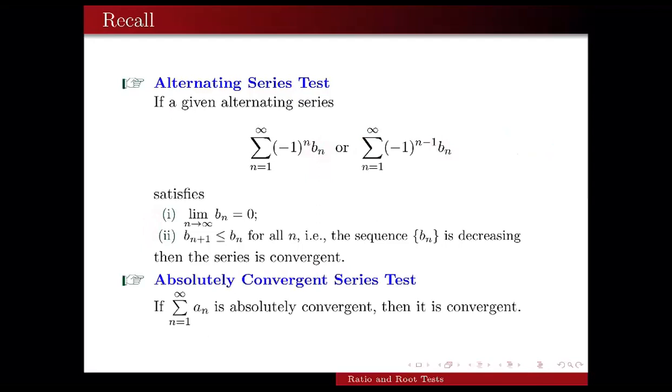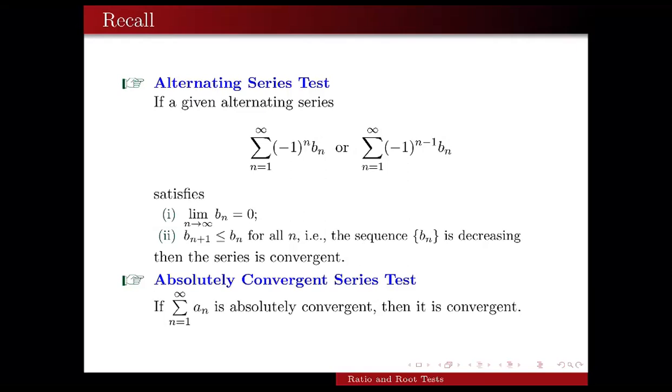Next, the absolutely convergent series test. You have a series. If it is absolutely convergent, then the series is convergent. And again, you can have a series which is convergent but not absolutely. That means that the series is conditionally convergent.